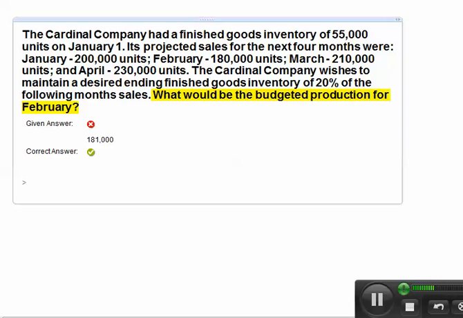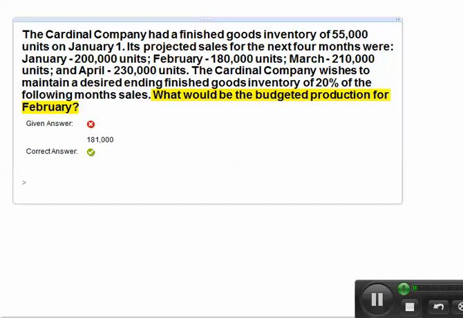It says the Cardinal Company had finished goods inventory of 55,000 units on January 1st. Its projected sales for the next 4 months were January 200,000, February 180,000, March 210,000, and April 230,000. The Cardinal Company wishes to maintain a desired ending inventory equal to 20% of the following month's sales.